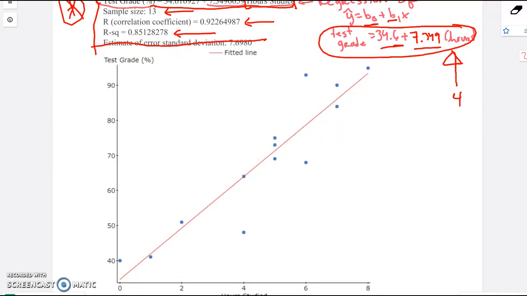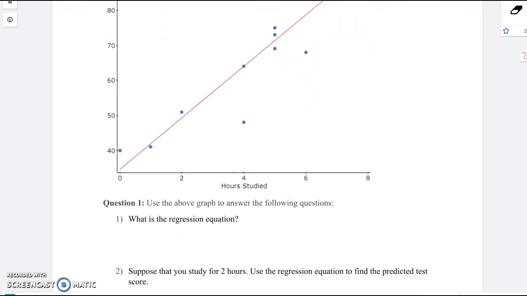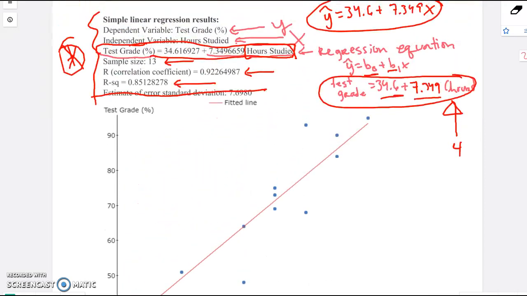All right, you guys. So we're gonna continue where we left off in the previous video. So here is the question. We're gonna use the above graph to answer the following questions. So whenever you see something like this in an exam or in a worksheet or anything like that, what I like to do is I like to label everything that I have.